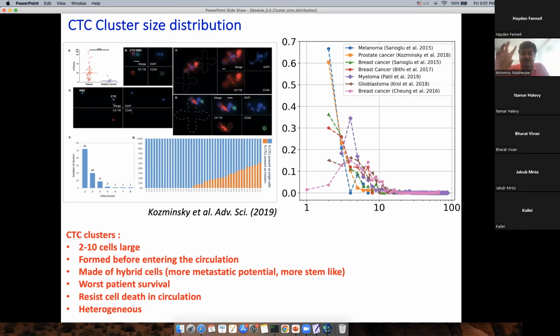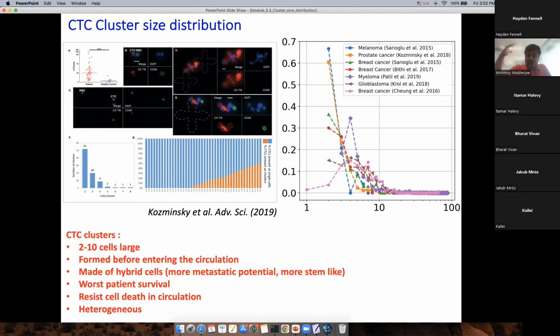And also an interesting feature, because if a cluster has to form, they should have some adhesion property, and also they have to go into the circulatory system, so they have some mesenchymal property. So in this intermediate epithelial and mesenchymal property, to form clusters, you need hybrid kind of cells. Compared to the single cell, the CTC cluster has more metastatic potential.